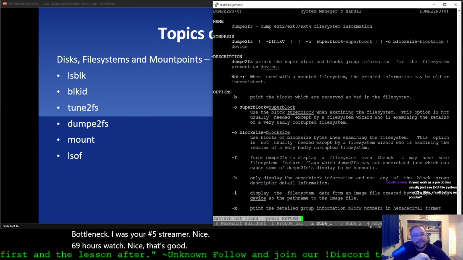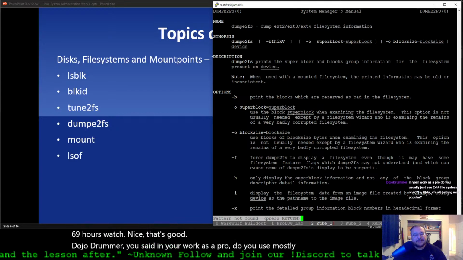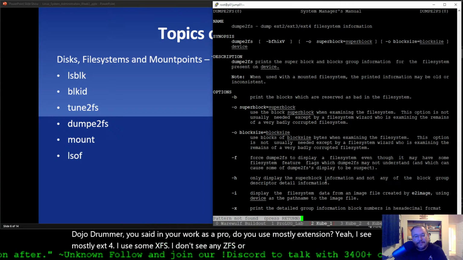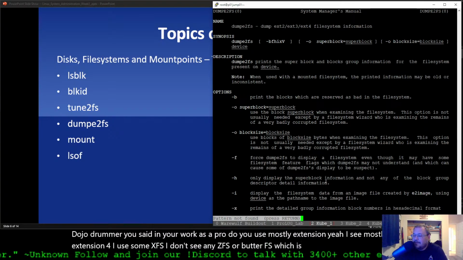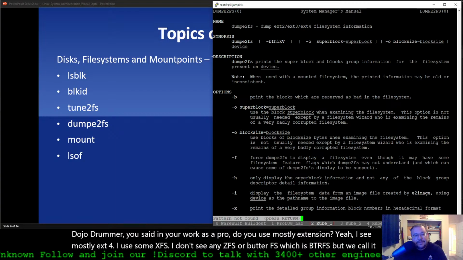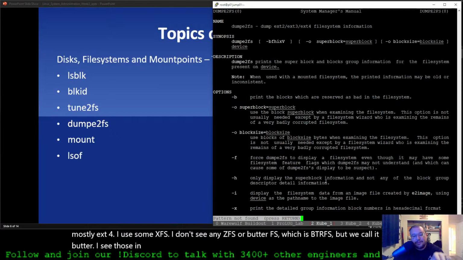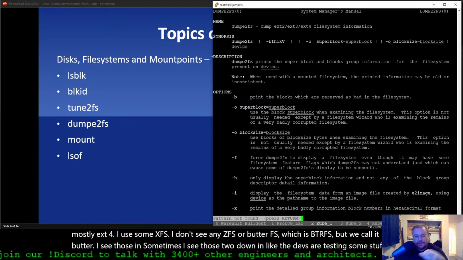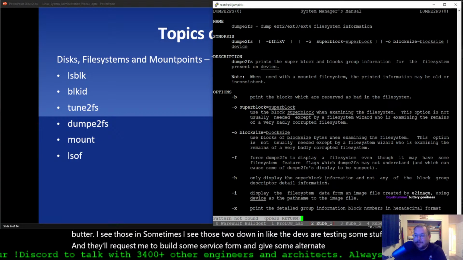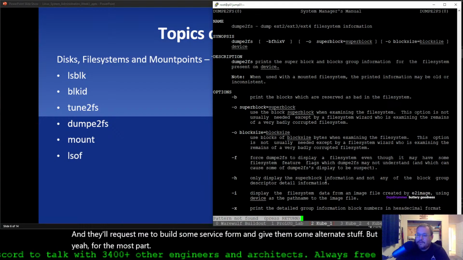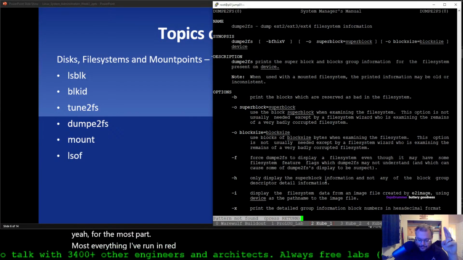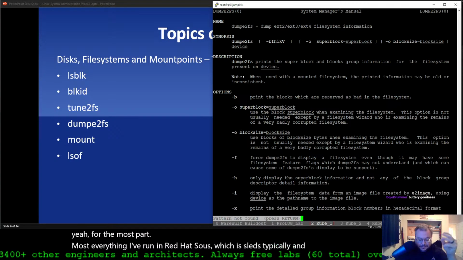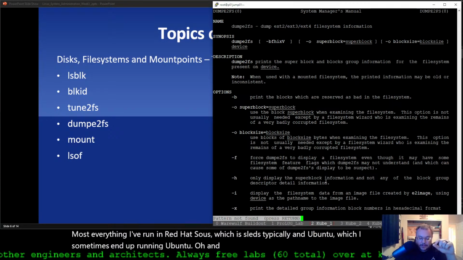Dojo Drummer, you said in your work as a pro, do you use mostly ext4? Yeah, I see mostly ext4. I use some XFS. I don't see any ZFS or Btrfs, which we call Butter. I sometimes see those two down in like the devs are testing some stuff, and they'll request me to build some servers for them and give them some alternate stuff. But for the most part, most everything I've run is Red Hat, SUSE, which is SLES typically, and Ubuntu, which I sometimes end up running. Oh, and Rocky heavily is all XFS.